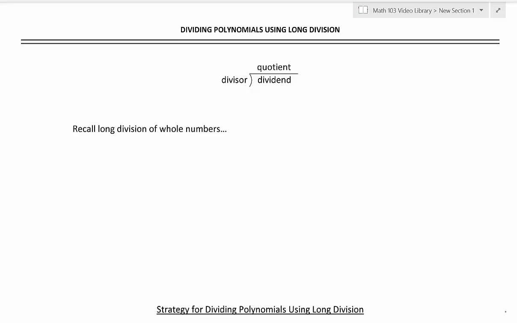This video discusses how to divide polynomials using long division. Let's start with some vocab. What you're dividing by is called the divisor, and it goes on the outside of our division problem. What you're dividing is called the dividend and goes underneath. And then lastly, your answer is called the quotient.